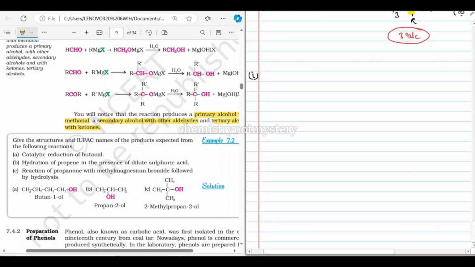So this is the first question. First of all, draw the structure of butanal. Butanal means there are 4 carbons. So CH3, CH2, CH2 and this is the aldehyde functional group. So this is butanal. When it undergoes catalytic hydrogenation, here H2 in the presence of Pd, you will get CH3, CH2, CH2, CH2, OH. So this is the structure of butanol.